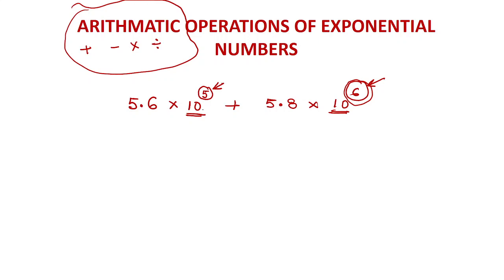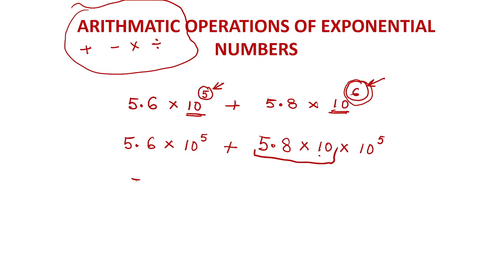Then how are we going to do this? Let's see. This one will be written as it is, 5.6 into 10 to the power 5 plus. Now here you remove 10 from here. It will become 5.8 into 10 into 10 to the power 5. This can be written in this way because 10 to the power 6 means 10 into 10 to the power 5. So now you multiply these two, and you will get 5.6 into 10 to the power 5 plus 58 into 10 to the power 5.